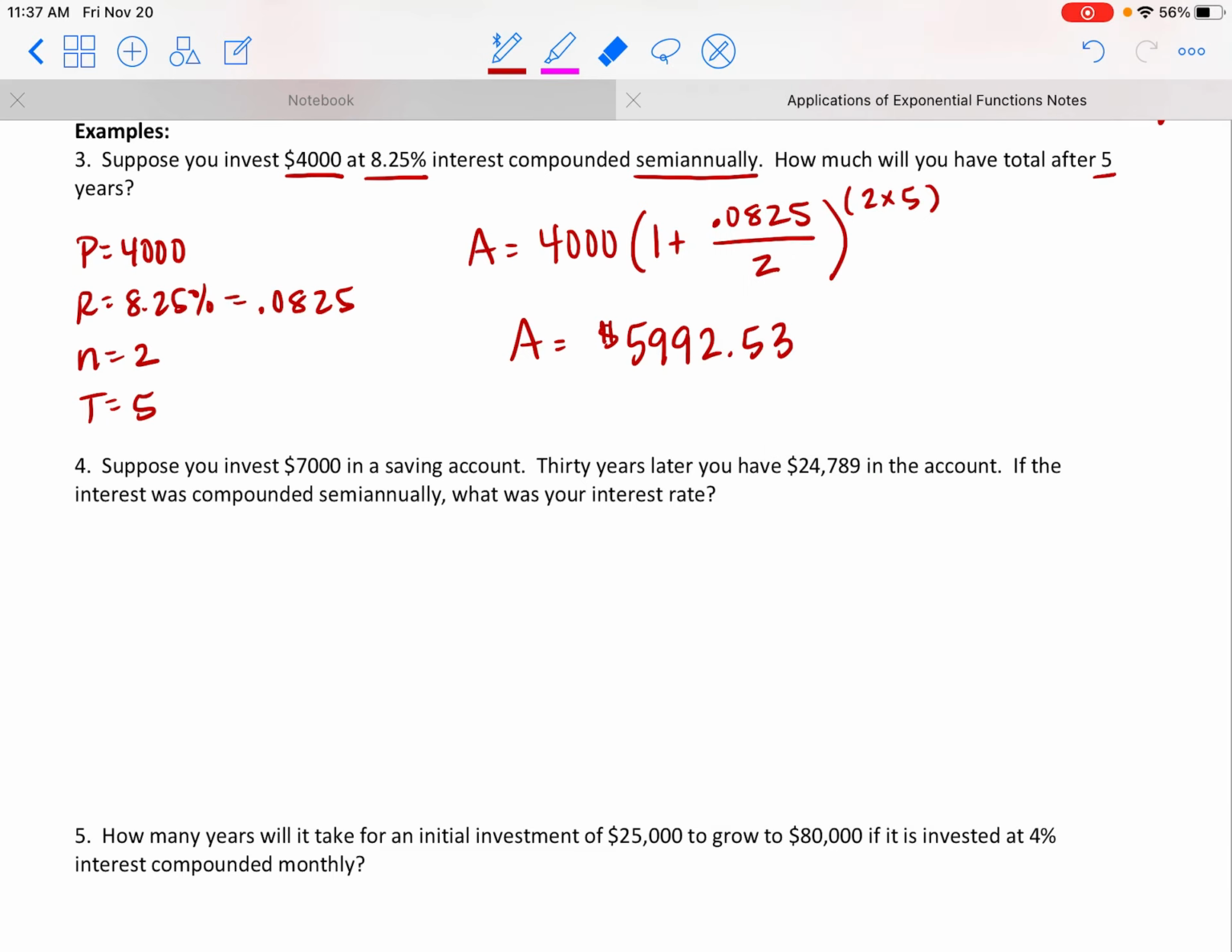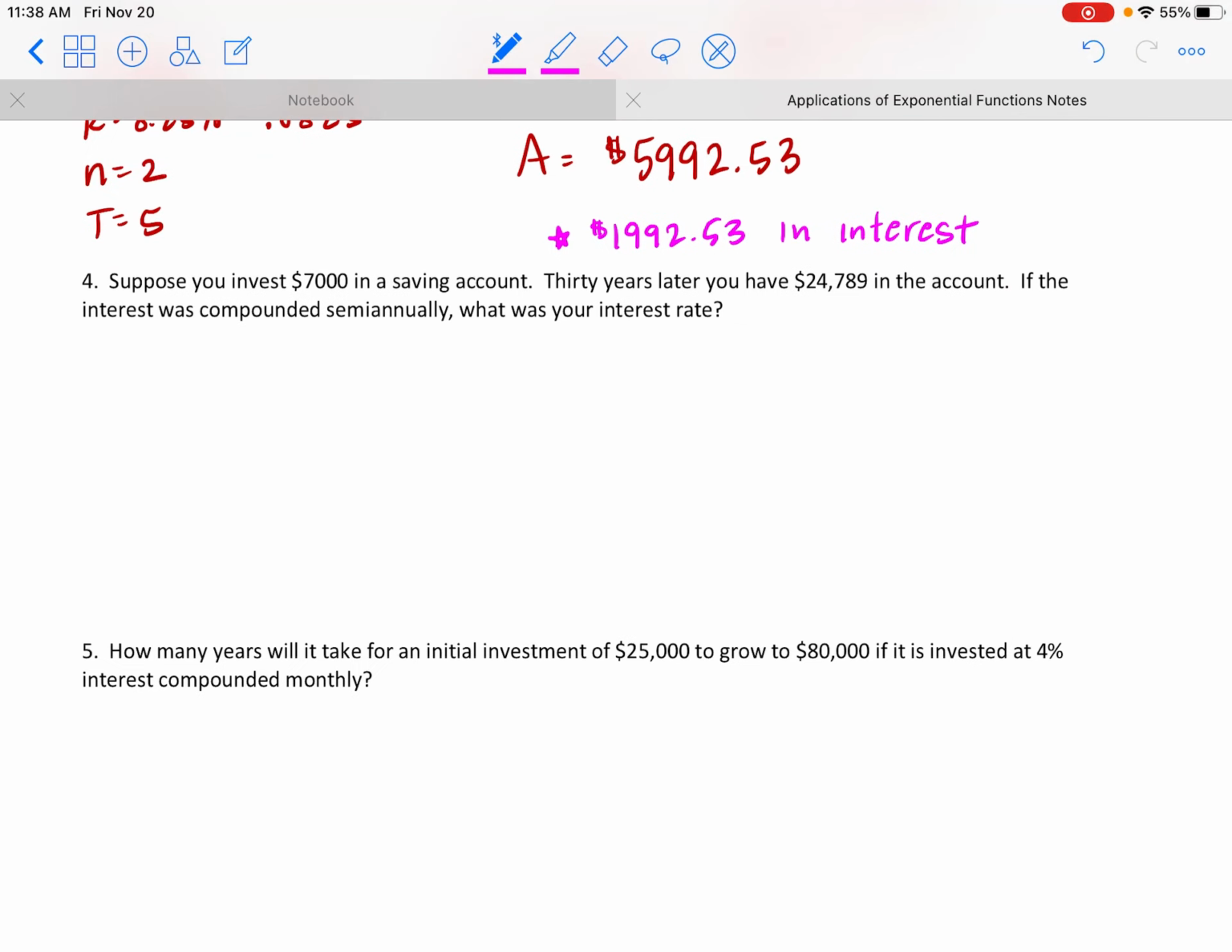$1,992.53 in interest. Almost $2,000 in interest. That's a lot of money, okay? Just for plopping that $4,000 down and letting it sit in this account. Now, not many accounts pay 8.25% interest compounded semi-annually, but if you could find one of those, that's a good way to make money. Okay, let's try another one.